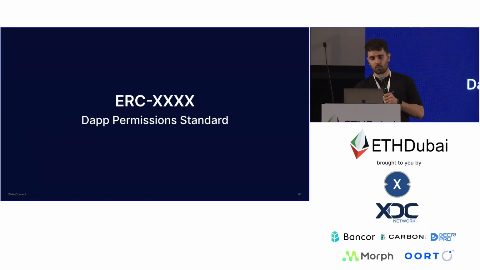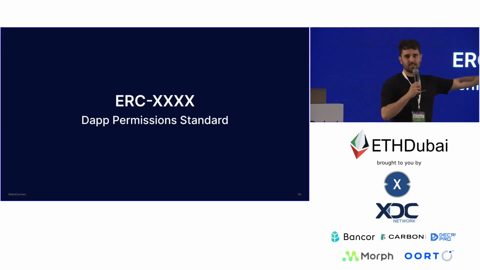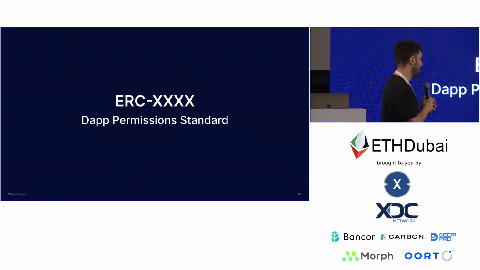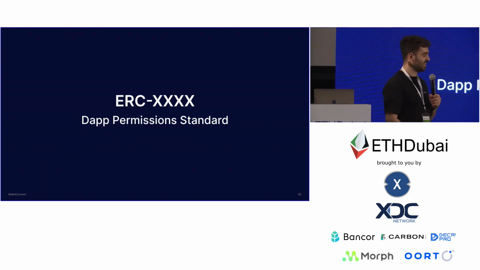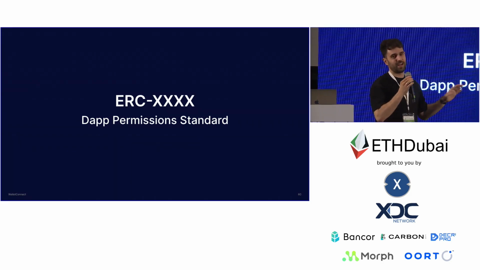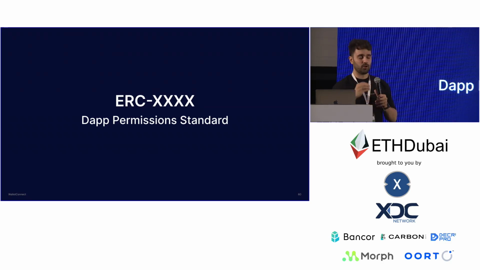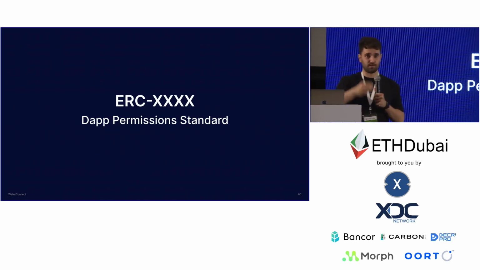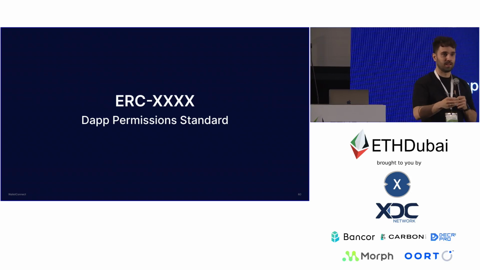So there is work around permissioning. The reason it says XXXX is because the standard is in progress. There's big discussions around this. It's a very controversial topic because everyone has very strong opinions about how to do this. But I hope that eventually we will have a standard around this. And this is, in my opinion, probably going to be the biggest unlocker for user experience, where you can actually give the dApp permissions to sign transactions for you. And that would be amazing because now you can actually have sign in with Ethereum and that's it.